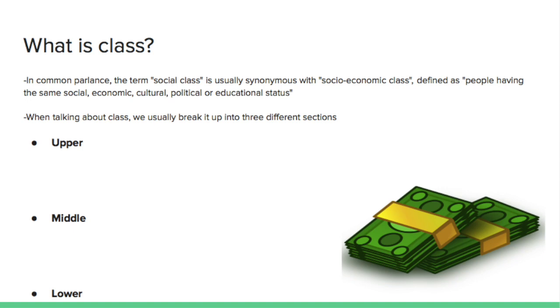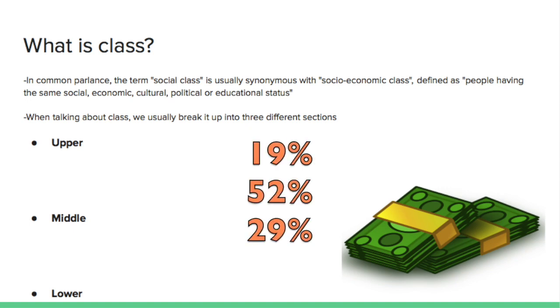And when we're talking about class, we usually break it up into three different sections. You have the upper class, the middle class, and the lower class. Now, as you can see, the upper class makes up about 19% of the population. The middle class has the majority of the population in it with 52%, and the lower class has about 26% of the population in it.